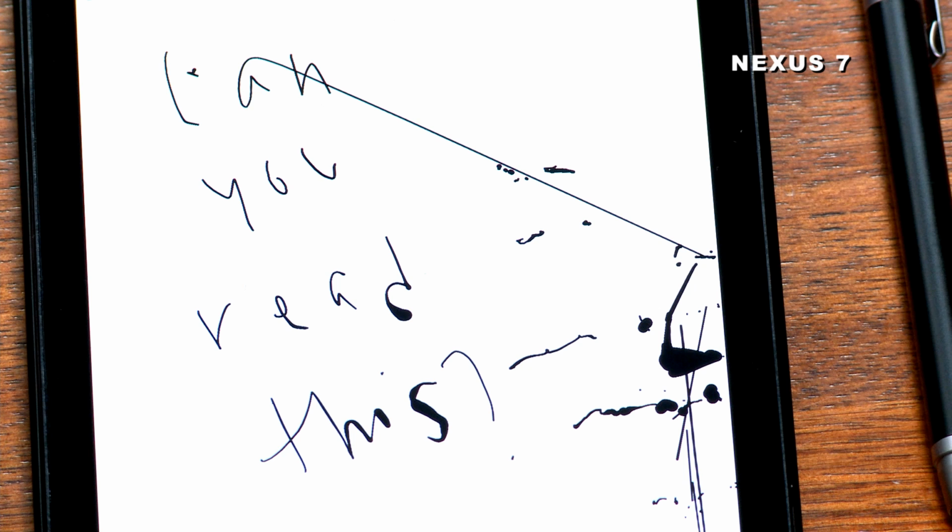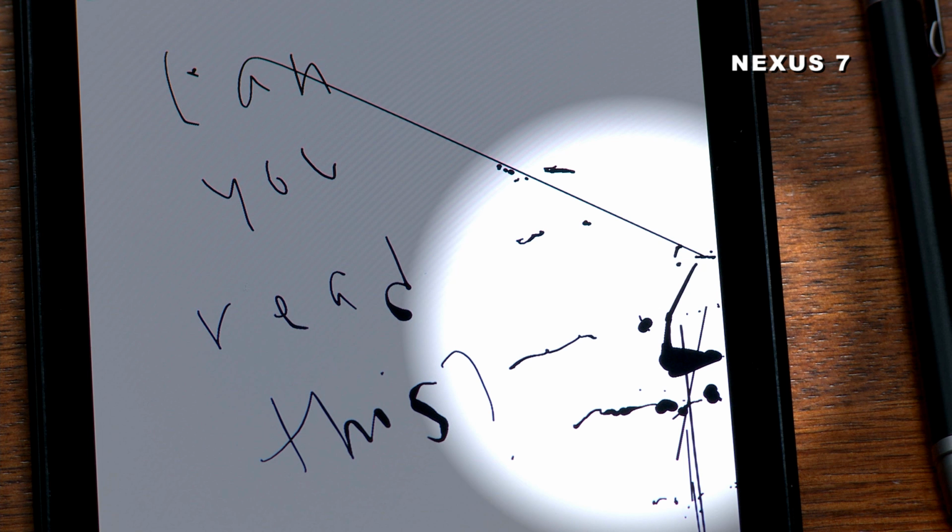You'll notice that the Nexus 7's lack of palm rejection leaves palm touch artifacts on the screen. You'd have to write with your palm off the screen in an unnatural way to avoid this.